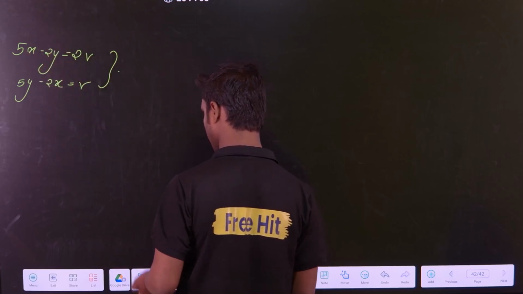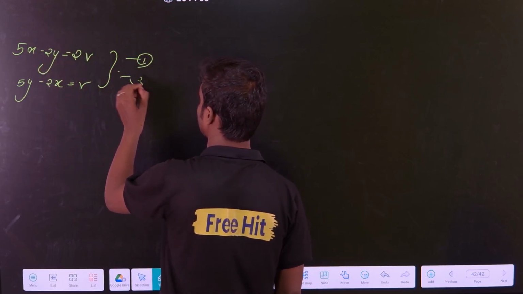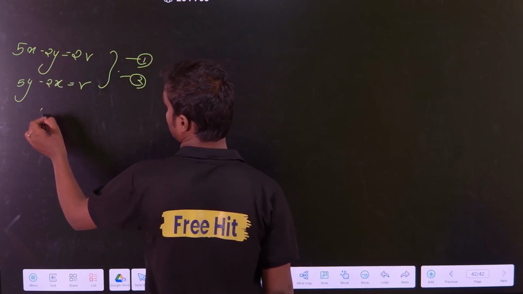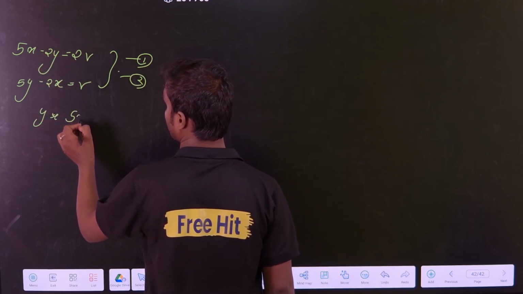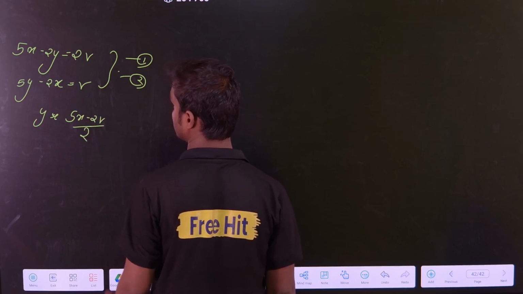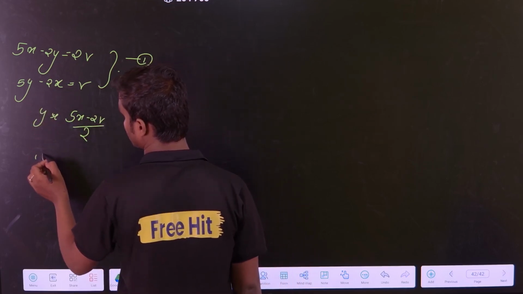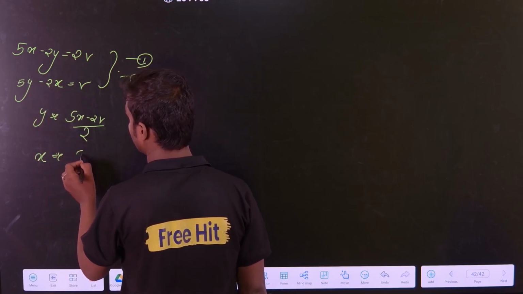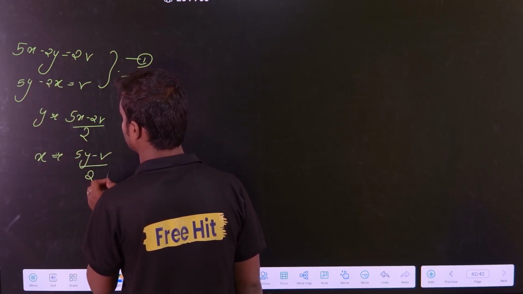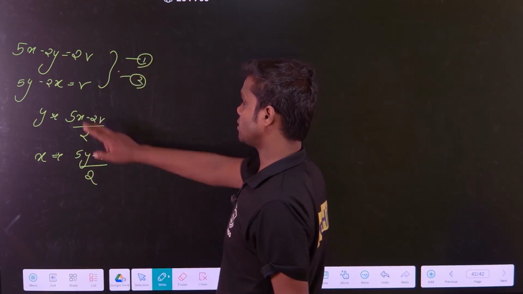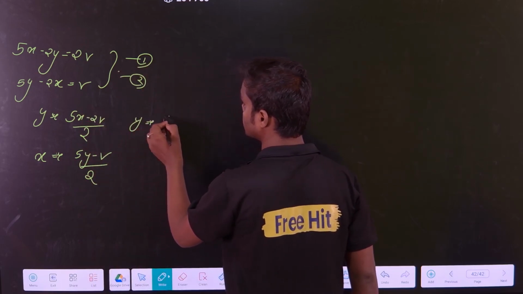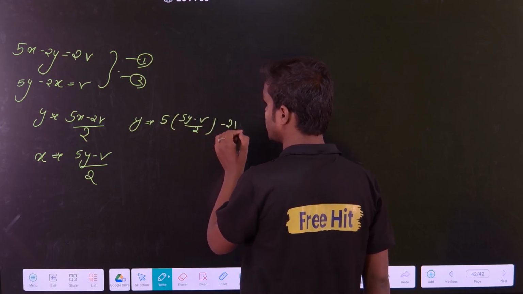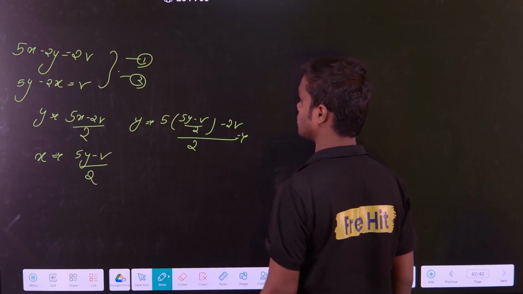See, this is our equation 1 and 2. We can directly substitute the value of x in terms of y. So what is y you will get? Y will be 5x minus 2v divided by 2, correct? And what is the value of x? 5y minus v divided by 2, correct? You just put it here. So what is the value of y you will get? That is 5 into 5y minus v divided by 2 minus 2v divided by 2, correct?